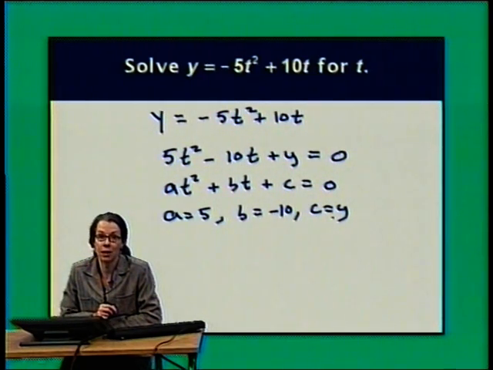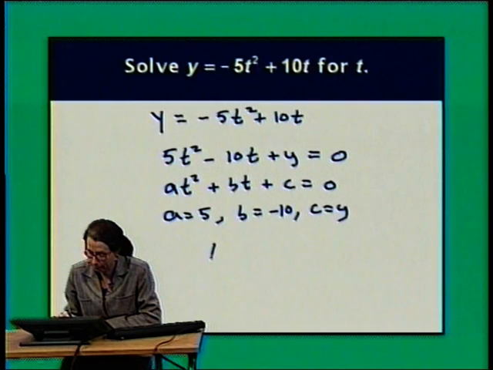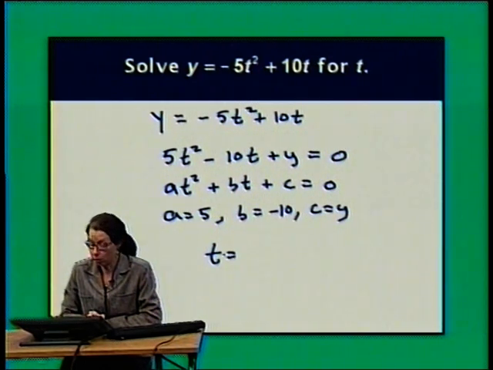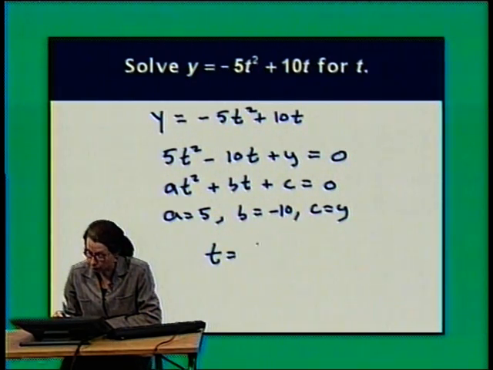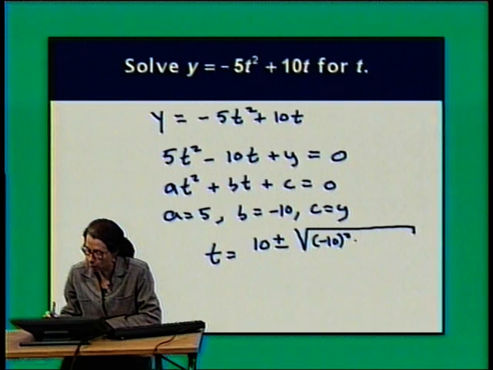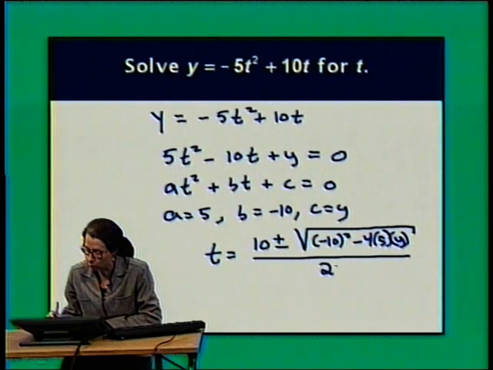Let's solve for t using the quadratic formula. So t equals the opposite of b, so that's going to be 10, plus or minus the square root of b squared minus 4ac, all over 2a.